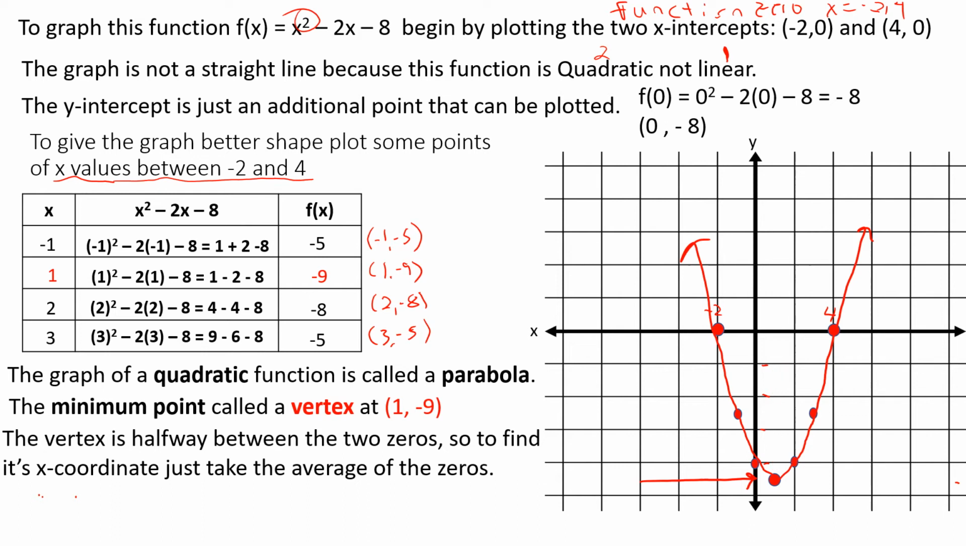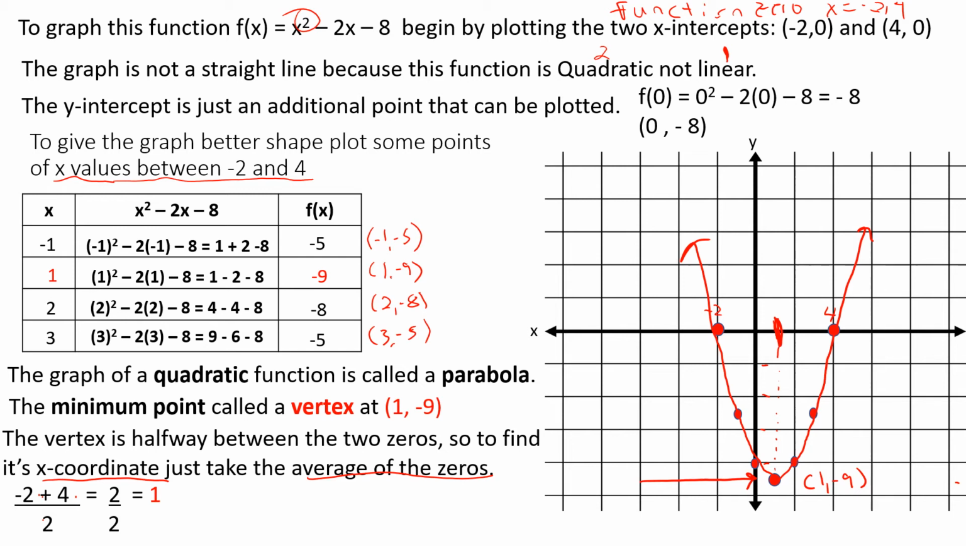Well, remember, my zeros here are -2 and 4. So if I divide this in half, between -2 and 4, and I draw a line down, notice that this vertex here is (1, -9). Well, let's see, if I take the average of the x-coordinates, the average of the zeros, let's see what happens. Take -2 plus 4, I get 2, and I end up getting 1.